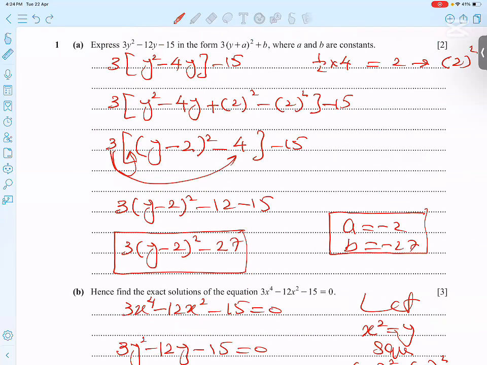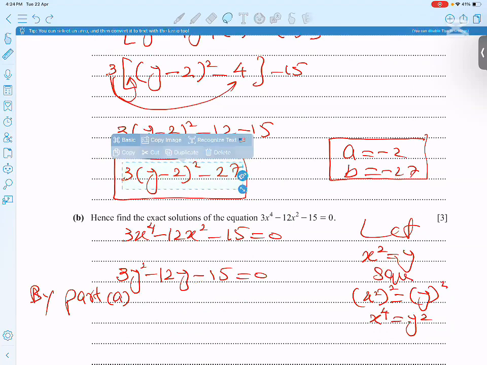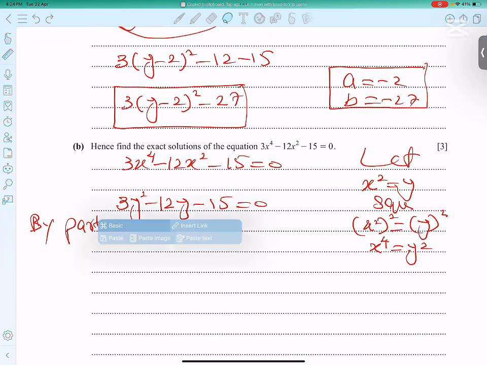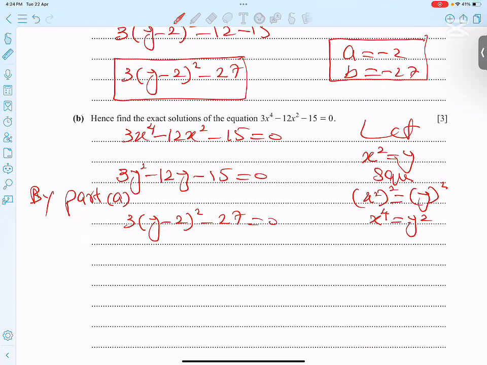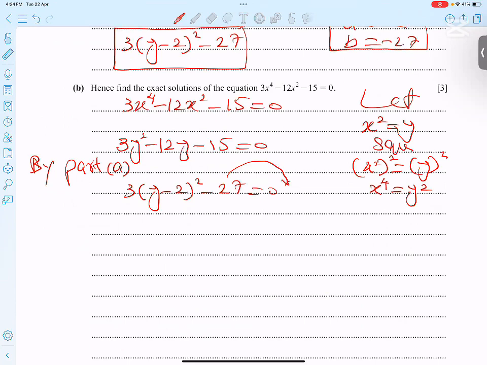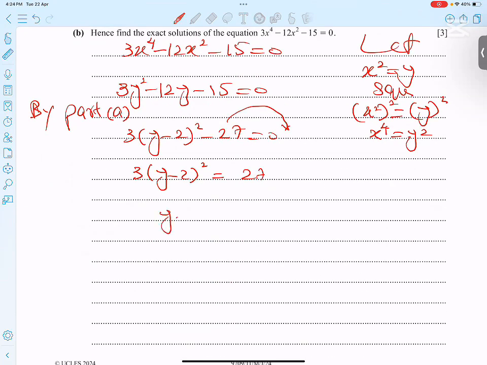No need to waste time, just simply say, by part A, I'm replacing it by its value. So I'm going to just copy paste. I believe, inshallah, you will understand. Now onwards, equal to 0. Now this 27, no need for expansion, as some students expanded. 27 goes to the other side. We got a positive 27. This 3 will divide: 3 9s are 27.